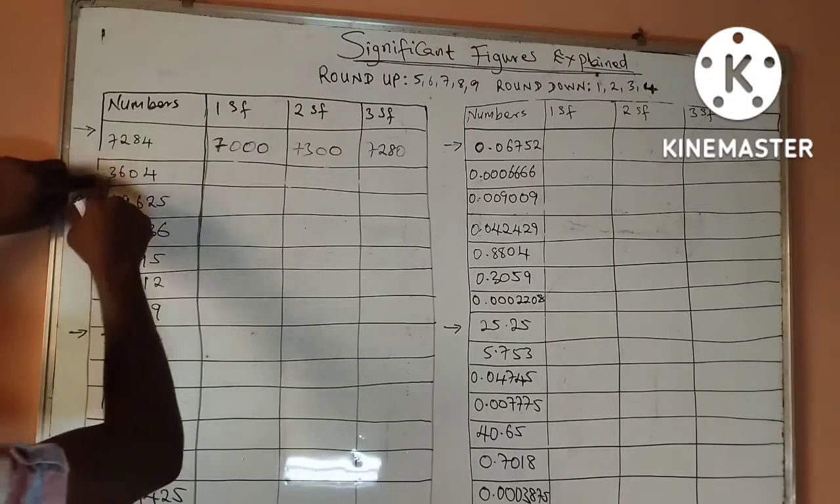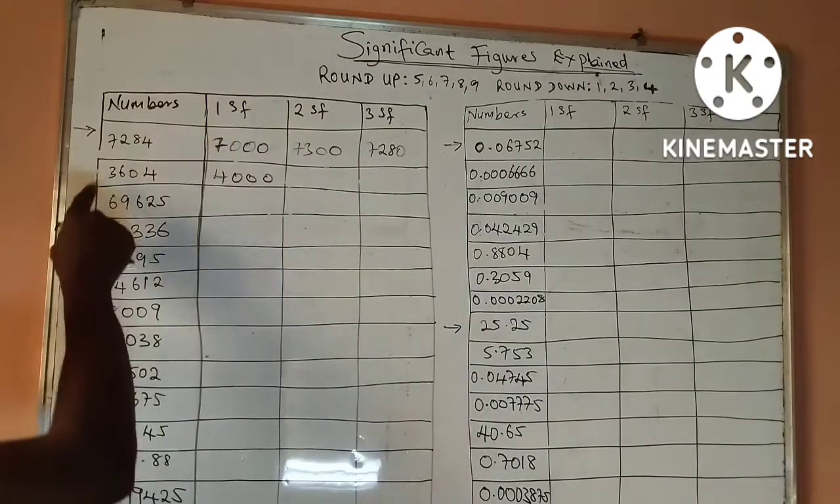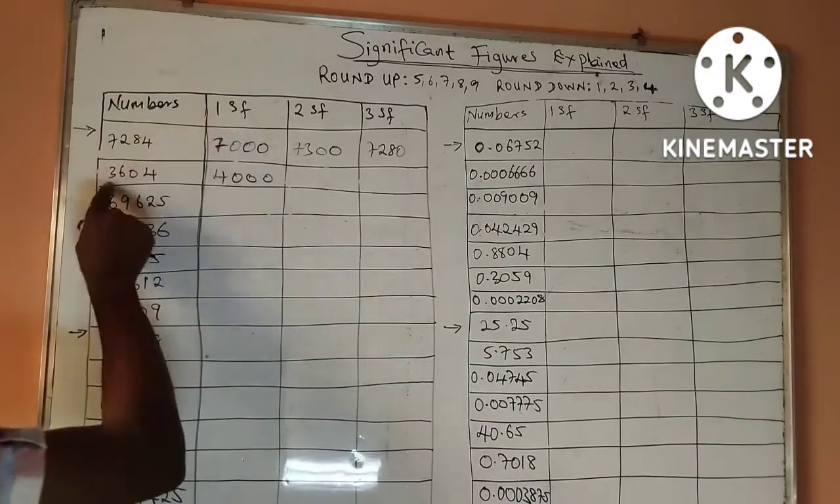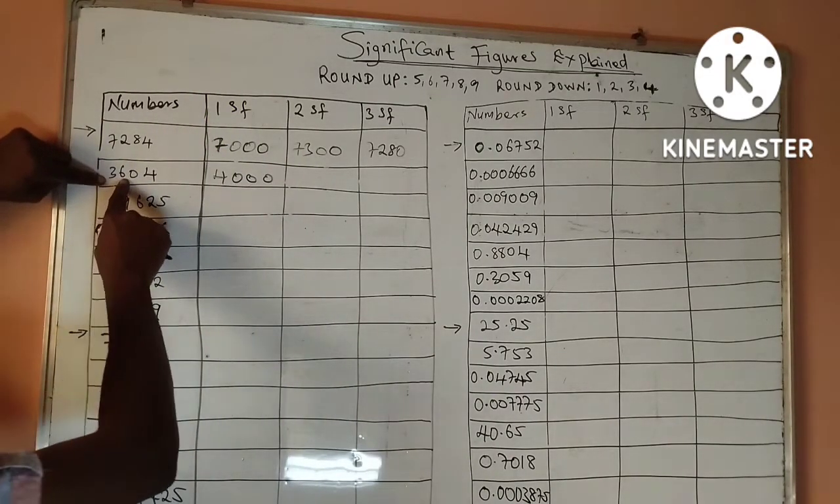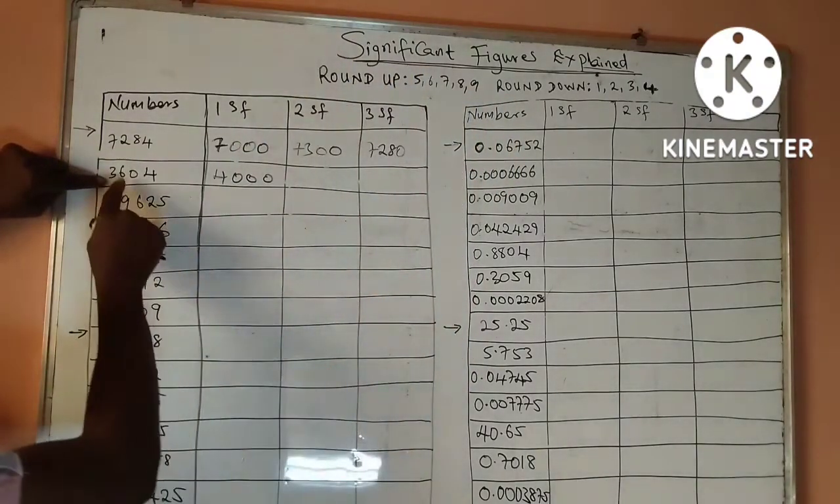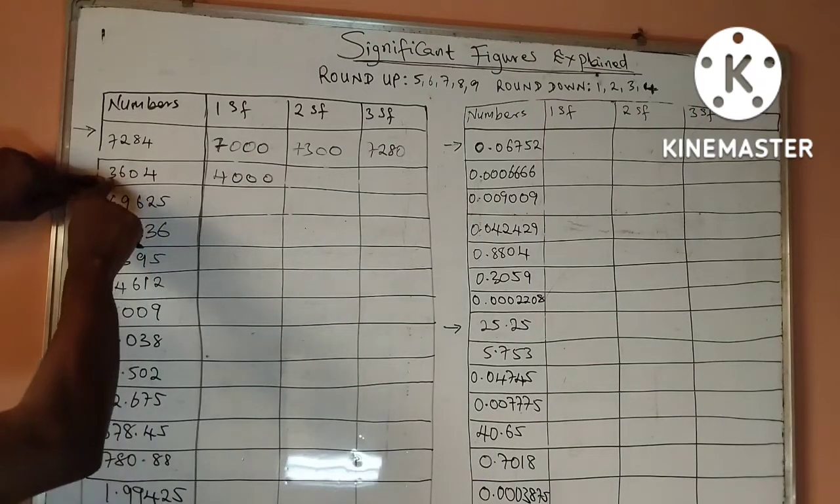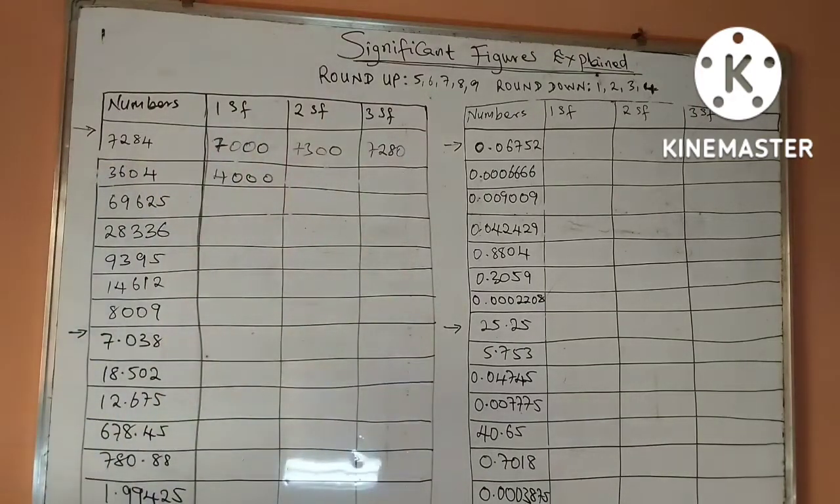The next number is 4000, meaning the first digit, which is one significant figure, is where I will stop. But I will look at the next digit, which is 6. So I will round up. How do I round up? I call that 1 and add it up to 3. Every other digit becomes 0.